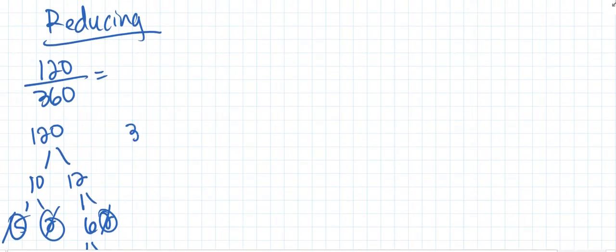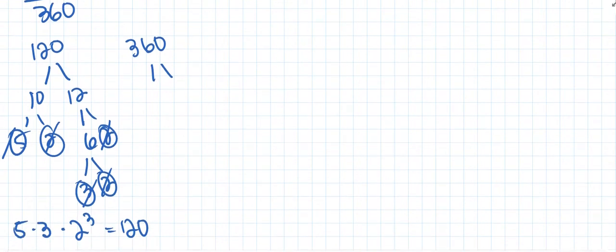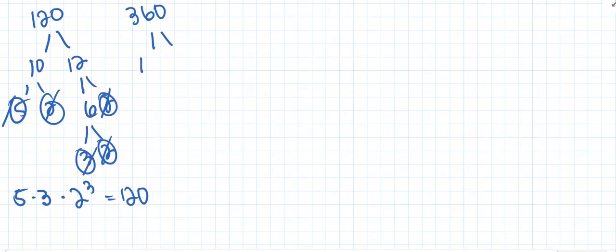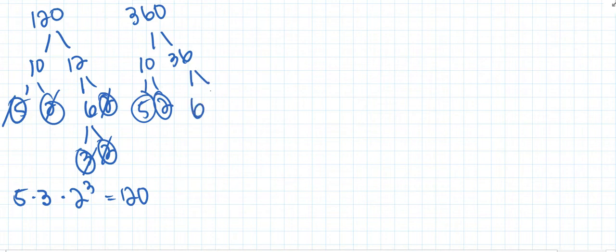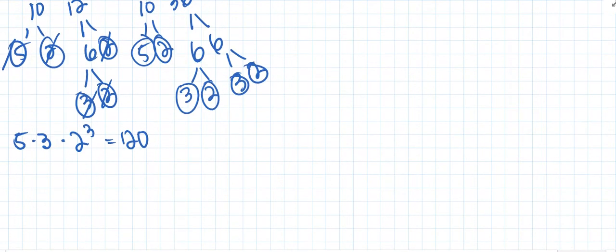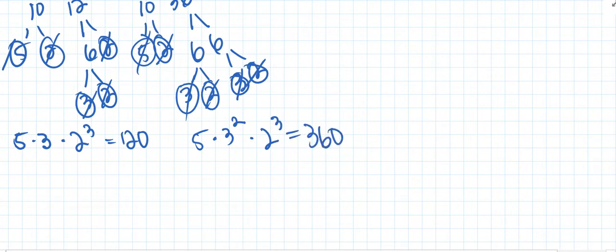Now, we do the same for 360. 10, 36. We get 5 and 2. 6 and 6. 3 and 2. 3 and 2. Okay? So now we're going to rewrite this over here. 5 is unique. Excuse me, 3 is not unique. There's 2 3's. Squared. And then 2 cubed. Now, how can you use this to easily reduce a fraction?